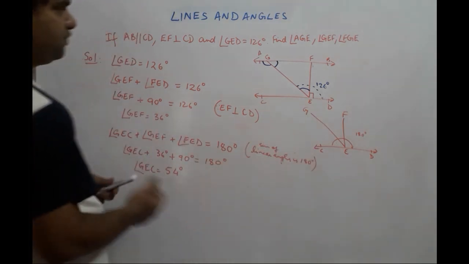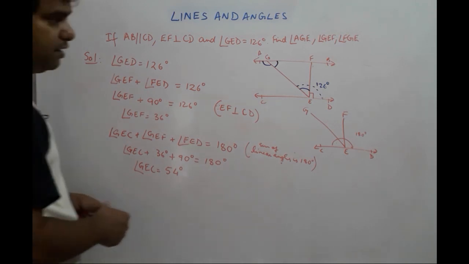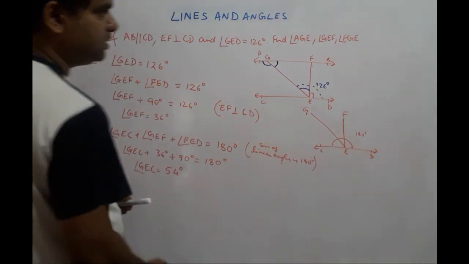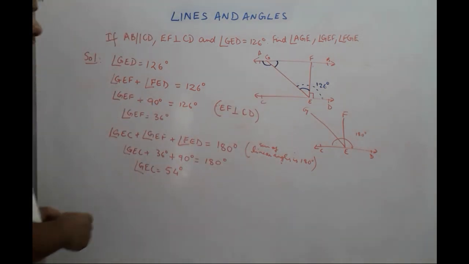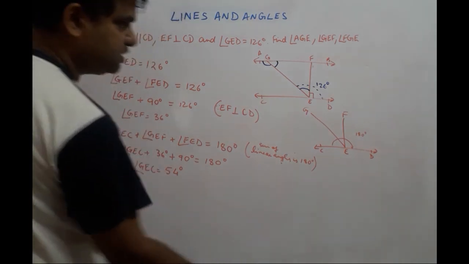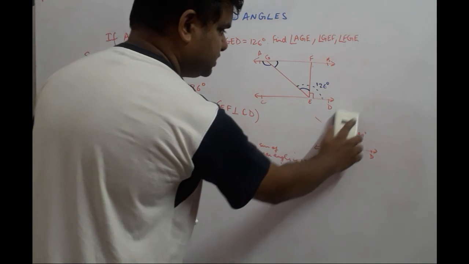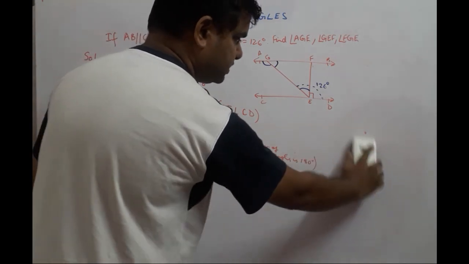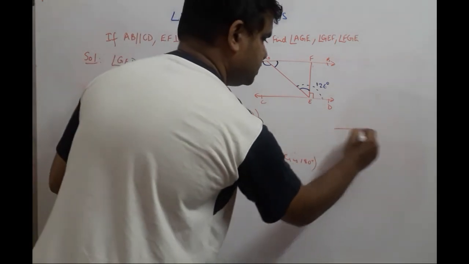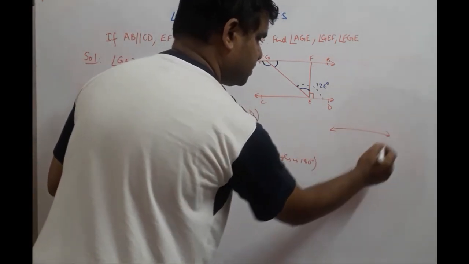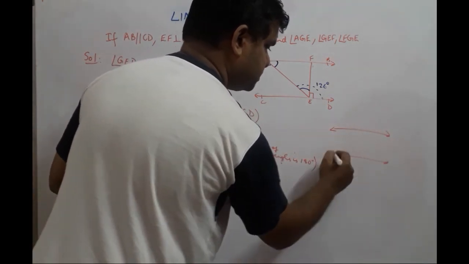Now, why do we need GEC? We are not asked to find GEC. But we need GEC in order to find out these two angles, and we can definitely find out those two angles. How? I'll show you. I'll just erase this part now and I'll show you just that part so that you understand what we are trying to do over here. I'll draw this line and this line. These are the two same lines.